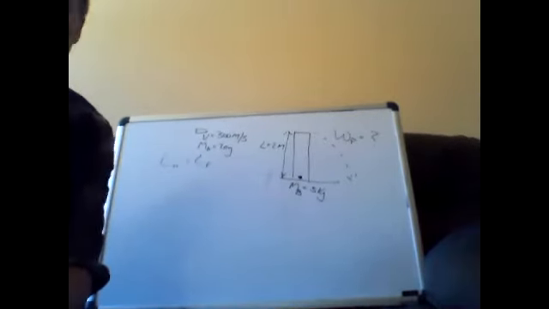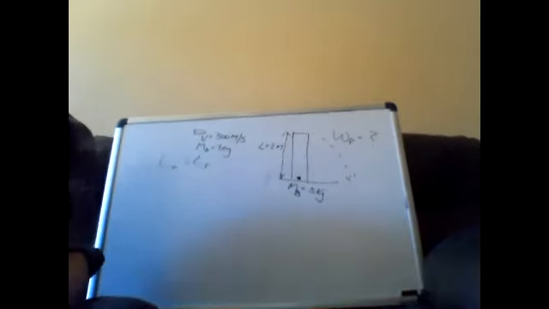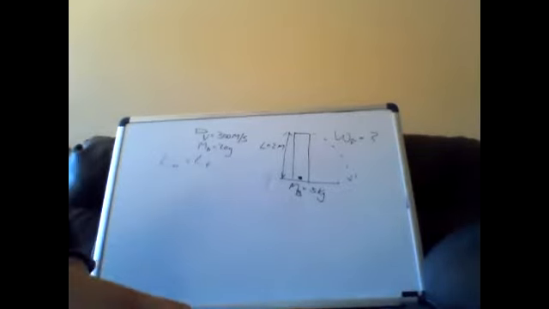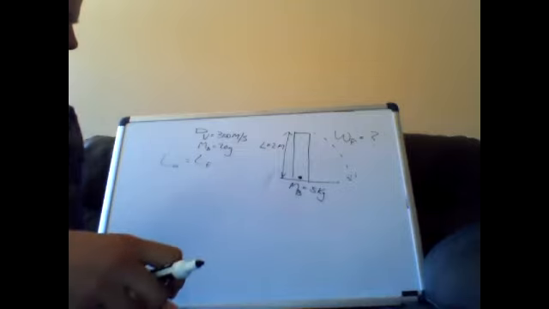All right, so in this video, I'm going to talk about can an object have angular momentum if it's traveling in a straight line? Then I'm going to solve an example problem. And so let me describe the problem here, and then I'll answer the question.